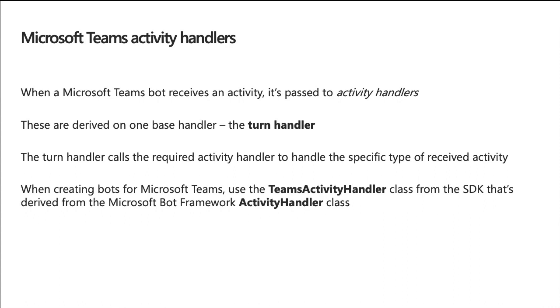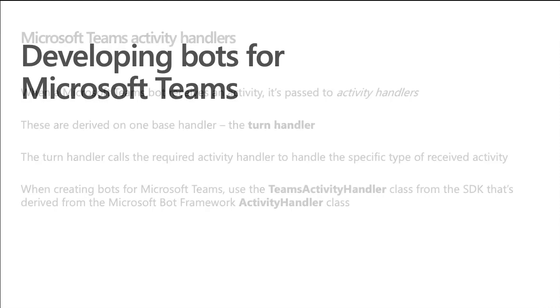When a bot for Microsoft Teams receives an activity, it passes it onto its activity handlers. Under the covers, there's only one base handler called the turn handler that all activities are routed through. The turn handler calls the required activity handler to handle whatever type of activity was received. Where a bot designed for Microsoft Teams differs is that it's derived from the Microsoft Teams Activity Handler class that is derived from the Bot Framework's Activity Handler class.